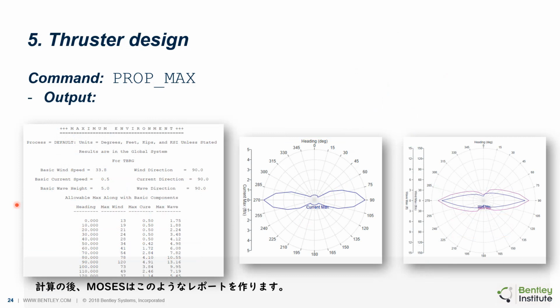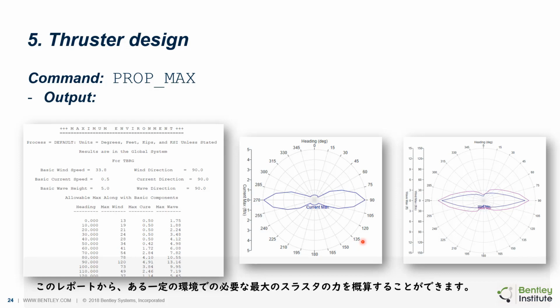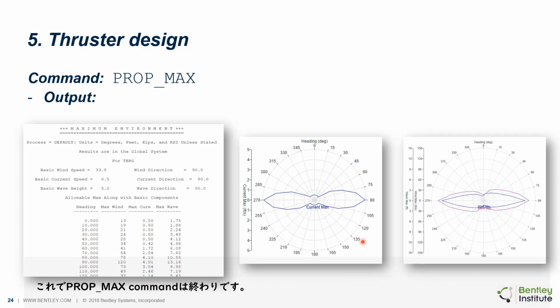After the calculation, MOSES gives this kind of report to us. As you see, maximum environments are reported for all headings. Also, we can plot these values here. From this report, we can approximate the maximum thrust forces we need under a specific environment. This is all about this propmax command.